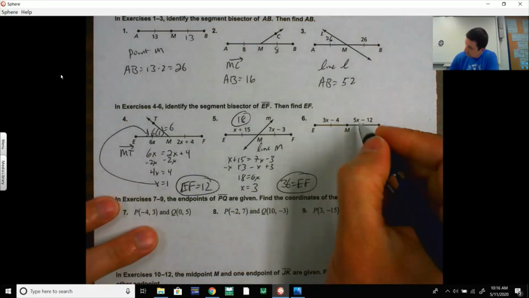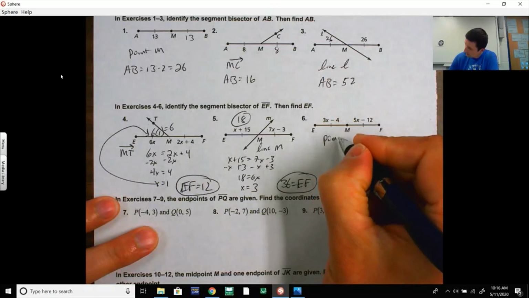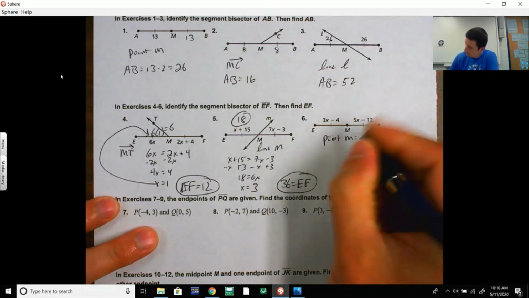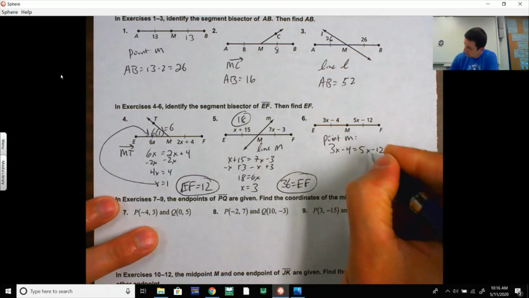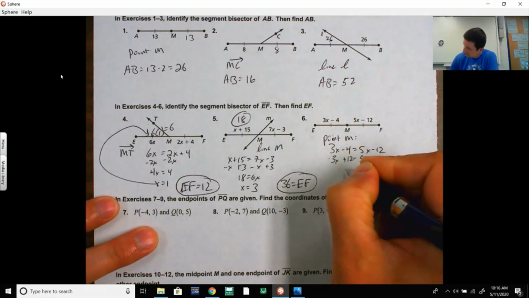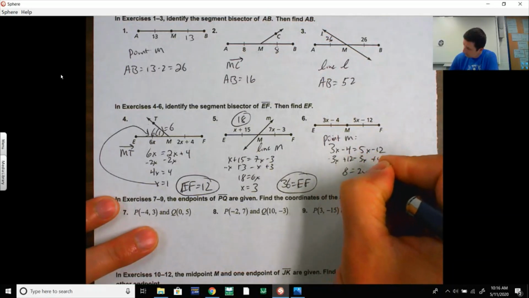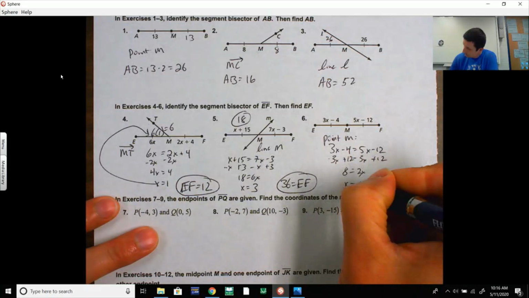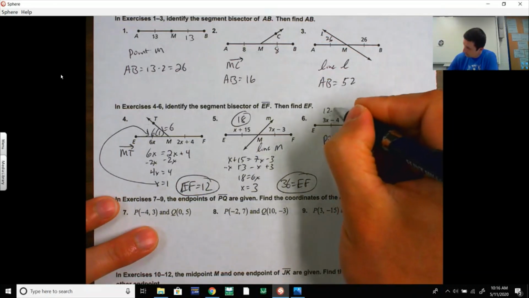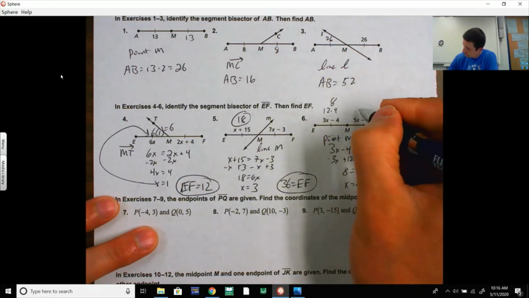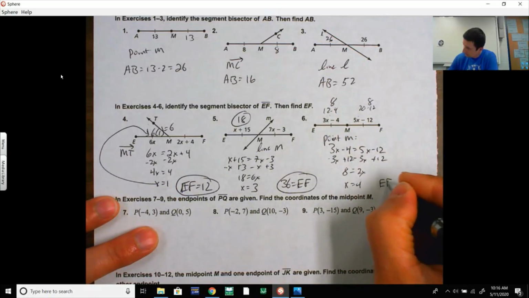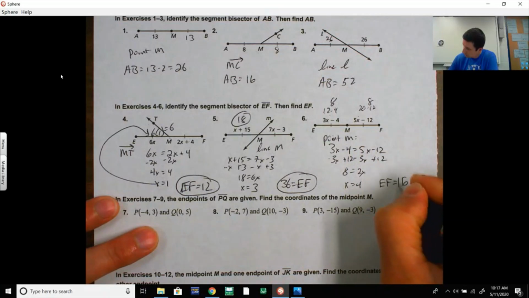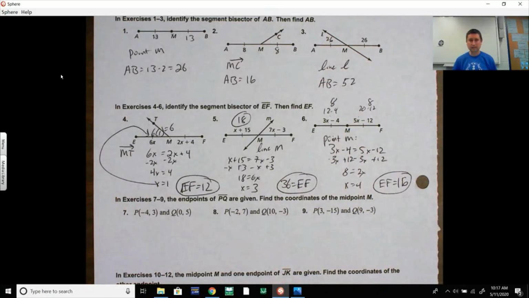Okay. So point M is the middle. 3x minus 4 equals 5x minus 12. So minus the 3x that side, plus the 12 to this side. So 8 equals 2x. x equals 4. Put that up here. That's 12 minus 4. That gives us 8. That's 20 minus 12. That also gives us 8. So I did it on both sides to kind of make sure that's the same answer. So EF would be 16 on that one.